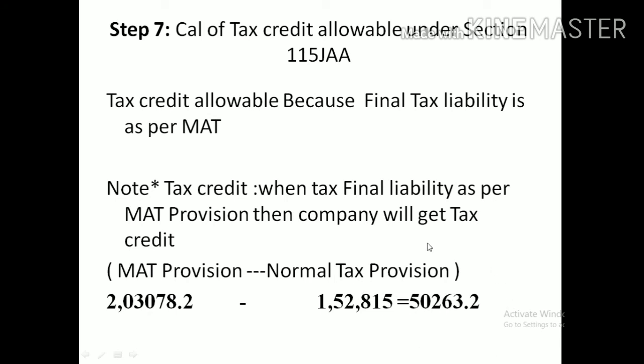The remaining balance is called what? Tax credit. Then 2,03,078.2 minus 1,52,815, the remaining balance is 50,263.2. This is the tax credit to the company. Okay, this is the solution for this problem. Okay, thank you.